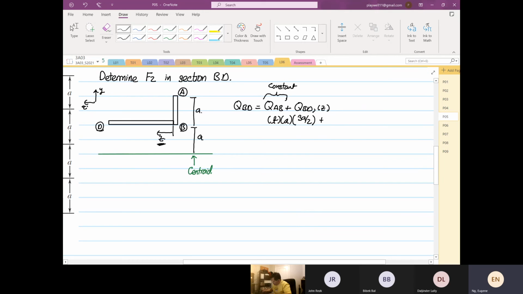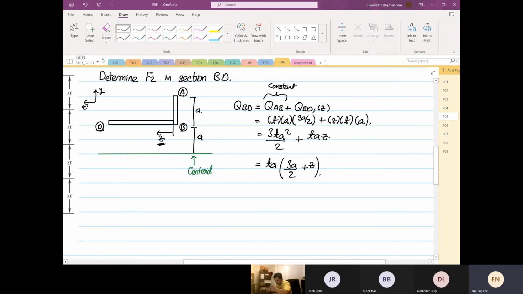For section BD, the width now is Z. The depth is T. And the Y bar is equal to A. Okay. So this will be equal to 3TA squared divided by 2 plus TAZ. Okay, plus TAZ. So I can factor out, I'm going to take out my TA. This will leave me with 3A over 2 plus Z. Okay. Then everything is the same.